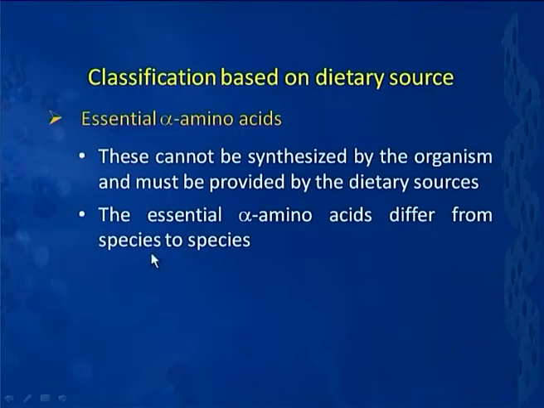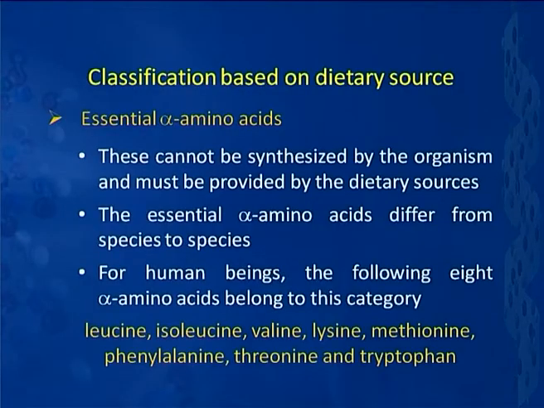Now, the essential alpha amino acids differ from species to species. For human beings, there will be a certain group. For other animals, there may be a different set of amino acids which will be essential. So, their food will need those amino acids. For human beings, there are 8 alpha amino acids which belong to this category. They happen to be leucine, isoleucine, valine, lysine, methionine, phenylalanine, threonine, and tryptophan. So, there are 8 of them.